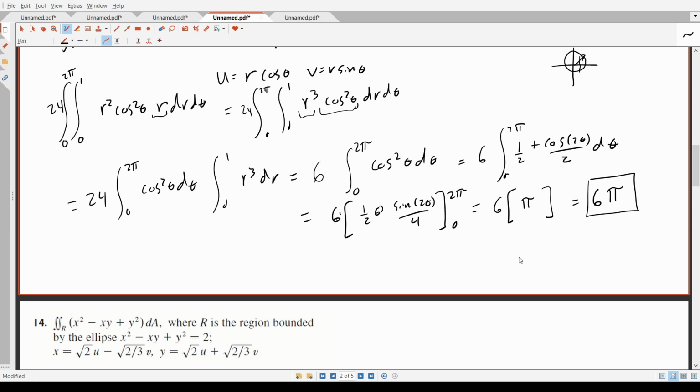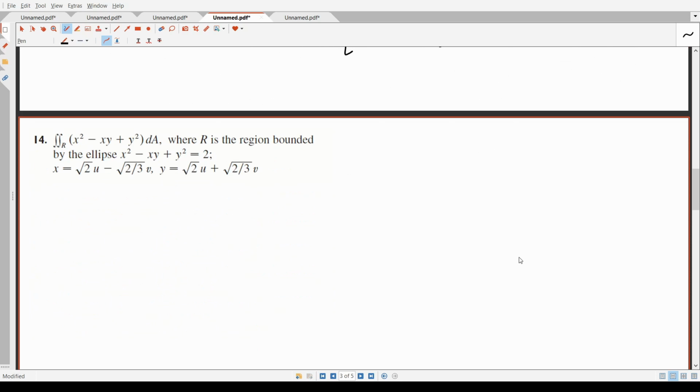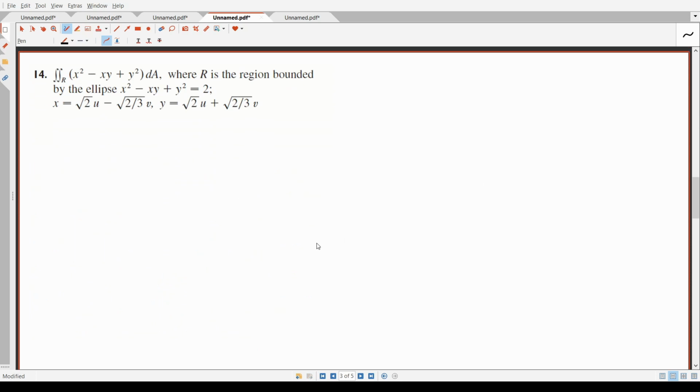Okay, next example. So we have this shape, and we want to integrate this over the ellipse, and it gives us the transformation. A lot of times you'll be given the transformation. I expect that most of the time you'll be given the transformation, because figuring out which transformation you should use can sometimes be a bit of a pain.